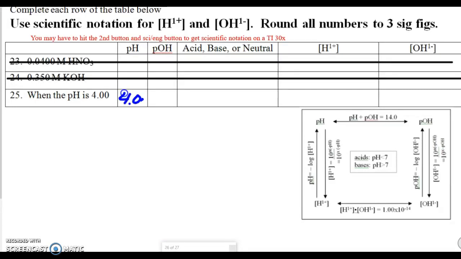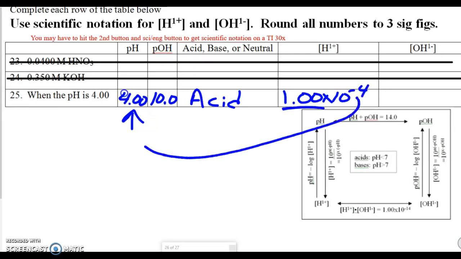So this is 4.00. This is 10.0. Again, the pH is 4. That is less than 7. Anything less than 7 is considered an acid. Our hydrogen ion concentration is 1.00 times 10 to the negative 4. Remember, we said if there's a 1 out in front, that exponent is your pH. And voila, that still holds true. And then my pOH is going to be 1.00 times 10 to the negative 14th. And if we look at that, our exponents will match up and everything is good in the world.